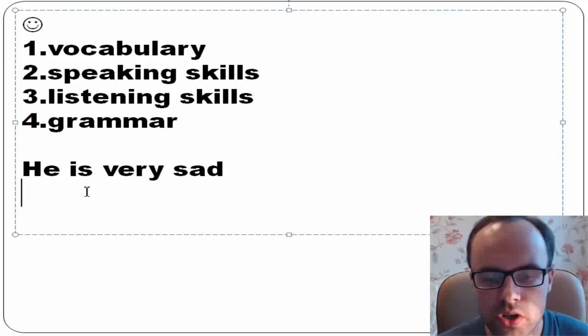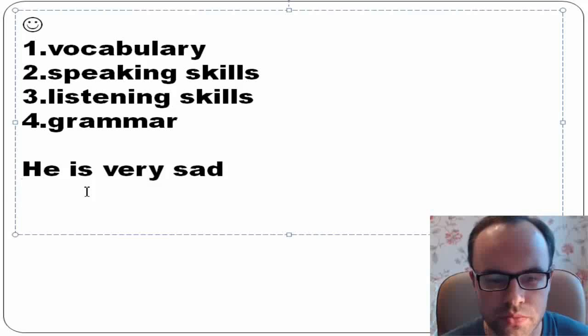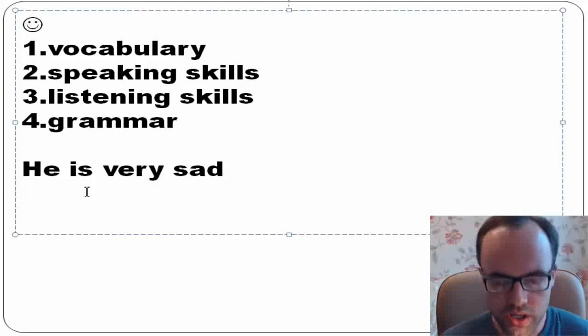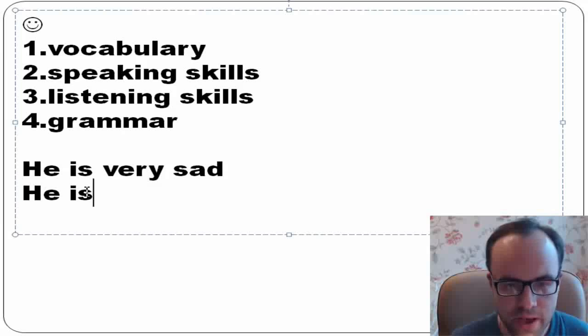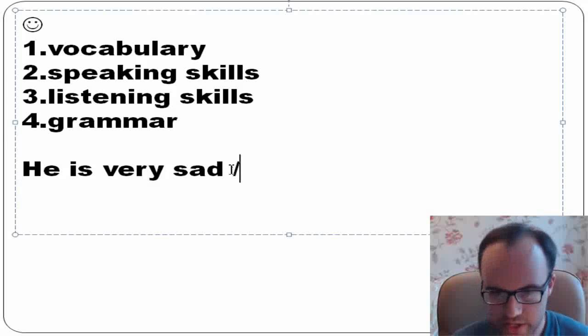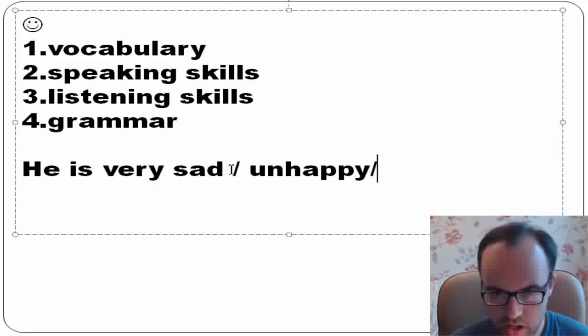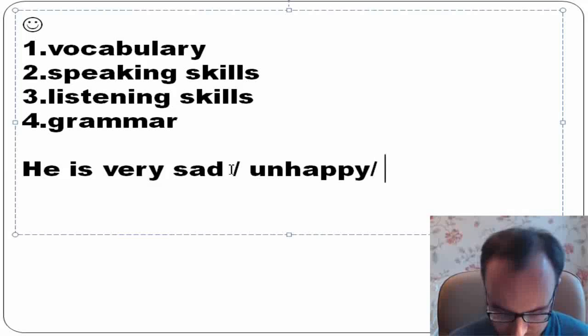Okay, what other words, I mean, which mean the same as this word, or which have a similar meaning, can you actually come up with? Come up with, it's a good phrasal verb. Okay, so he is very sad, or you can also say he is very unhappy. Yeah, absolutely. Okay, just let's type it here. He is very unhappy. You see, he is very unhappy. Okay, what else? He's very upset.